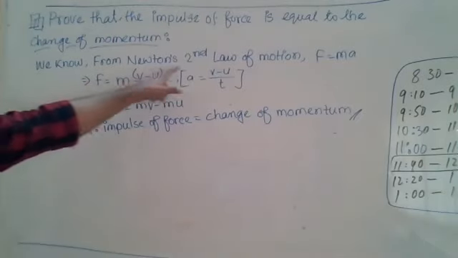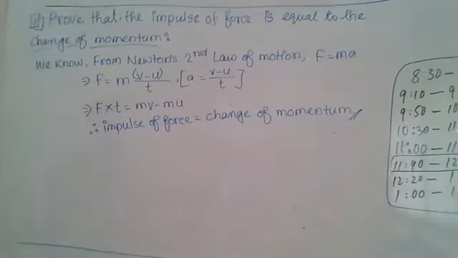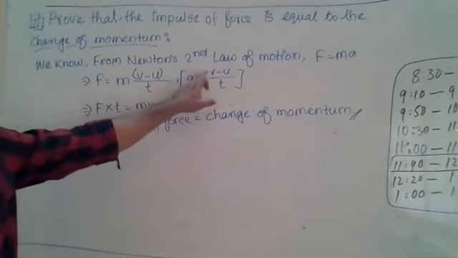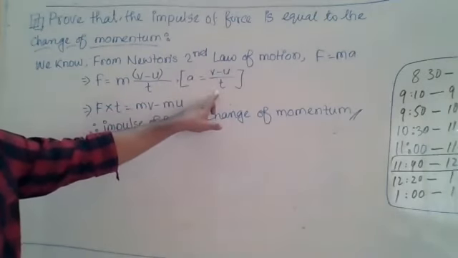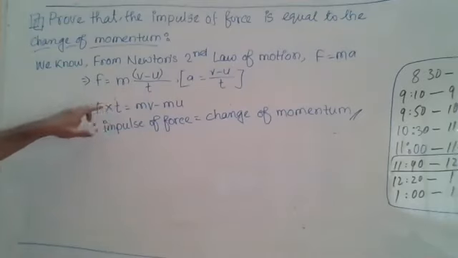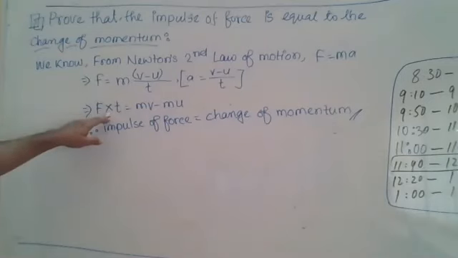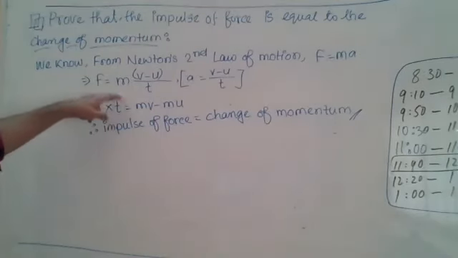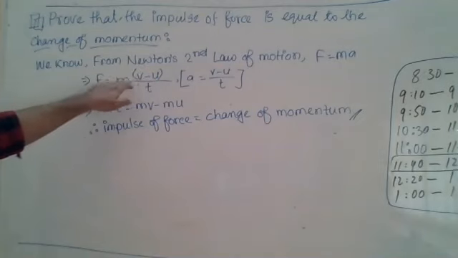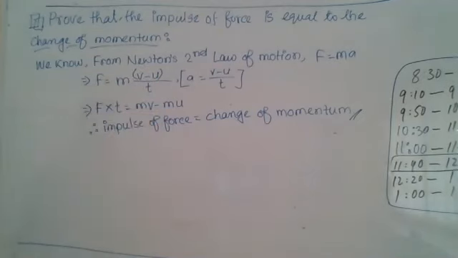We know from Newton's second law of motion, F equal to ma, right? We already proved this one in the previous classes. So acceleration is final velocity minus initial velocity divided by time. We already know this one, so we will replace this one. Okay. So if I cross multiply this t on the right hand side, it's divided. Now if I change the side, it will be multiplied with the force, right? And it will be equal to, see, if I take off the bracket, then m will be multiplied with mv and m will be multiplied with u. So it will become mu.